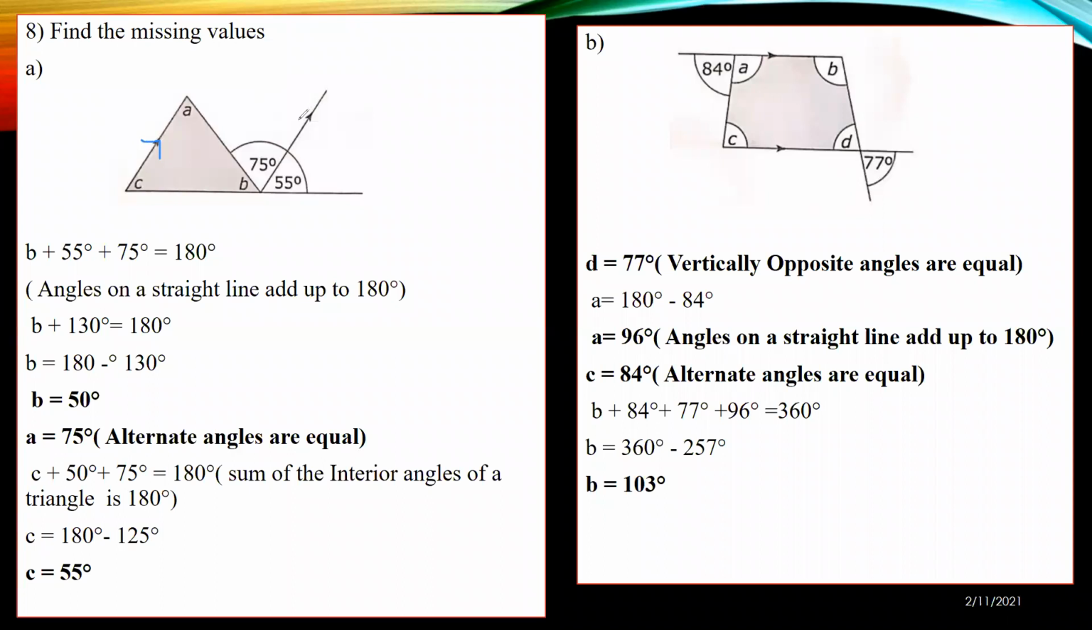This line and this line, these two are parallel, and this is acting like a transversal. So therefore, here I can take the shape of Z. We call this shape of Z the alternate angles. So therefore, A should be 75 degrees.